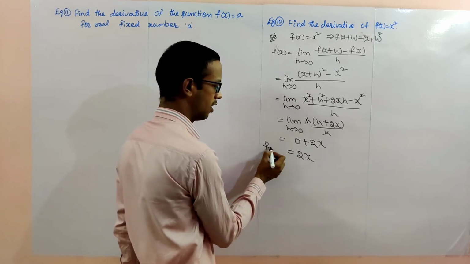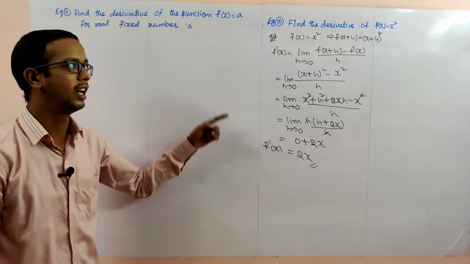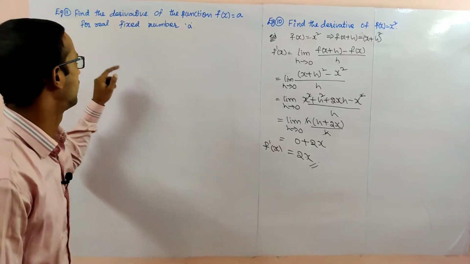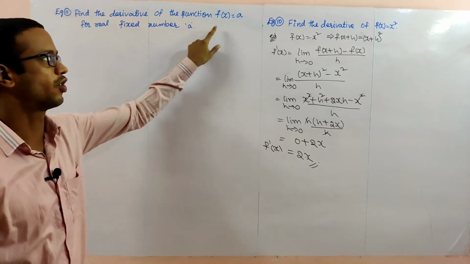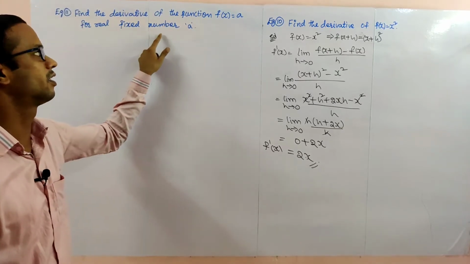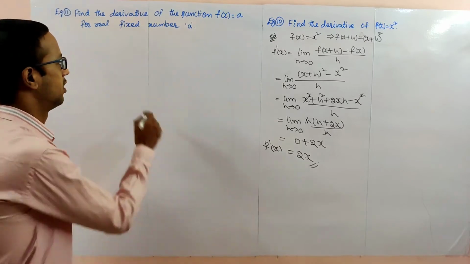So the derivative of the function x square is 2x. Derivative of x square, how much? The derivative of x square is 2x. Next, example 11. Find the derivative of a function f of x is equal to a. What is a here? A is a fixed real number, a constant function.